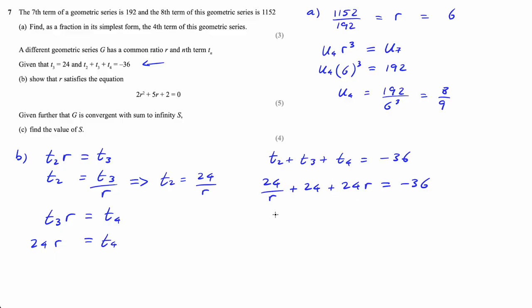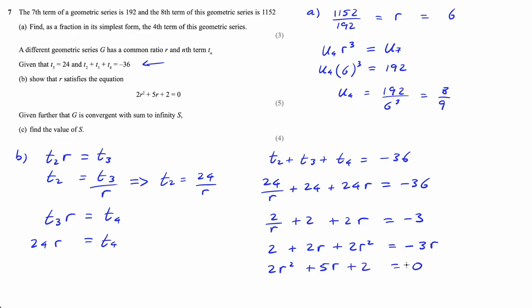I get 2 over R plus 2 plus 2R equals negative 3. Then times everything by R, giving me 2 plus 2R plus 2R squared equals... sorry, I forgot to multiply. Oh no, sorry, I didn't. This is equal to negative 3R, and then add this over here, and I get 2R squared plus 5R plus 2 equals 0. Okay, fine.